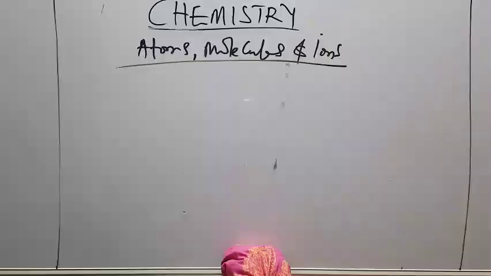So we are looking at the definitions of atoms, molecules, and ions. An atom is the smallest particle of an element which can take part in a chemical reaction. Or you can say an atom is the smallest part of an element that can ever exist and still possess the chemical properties of that element. So that is an atom.